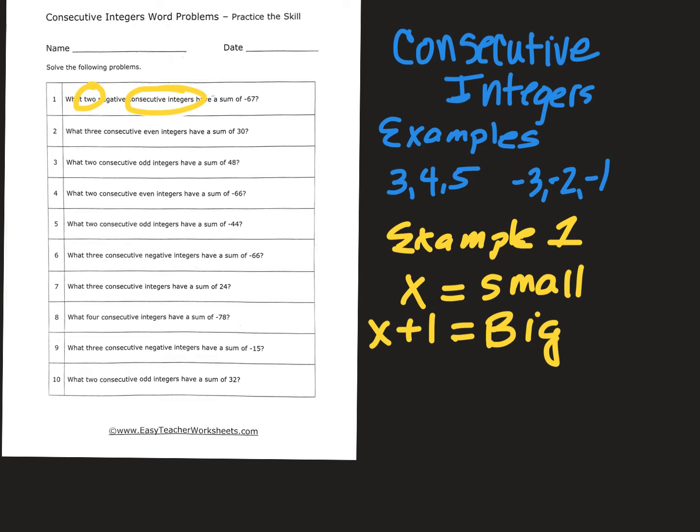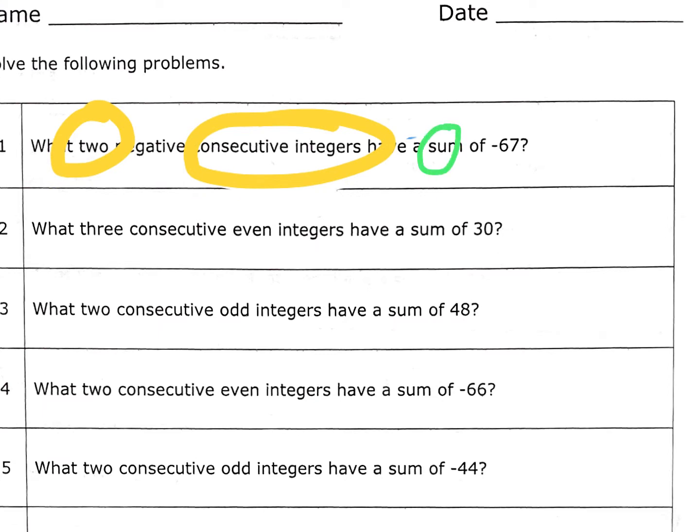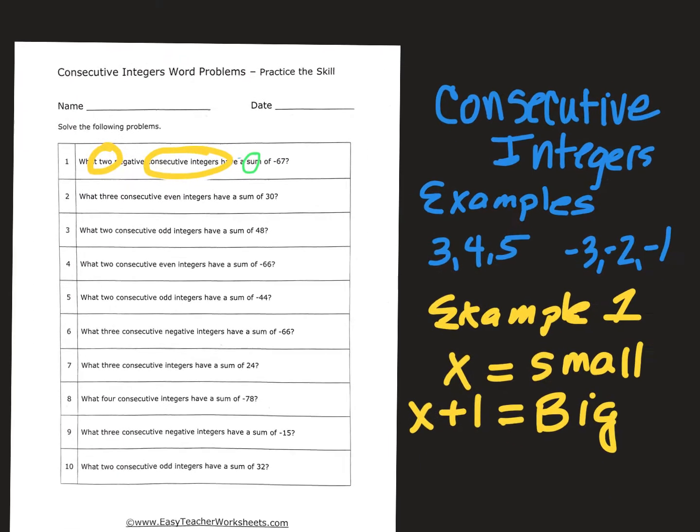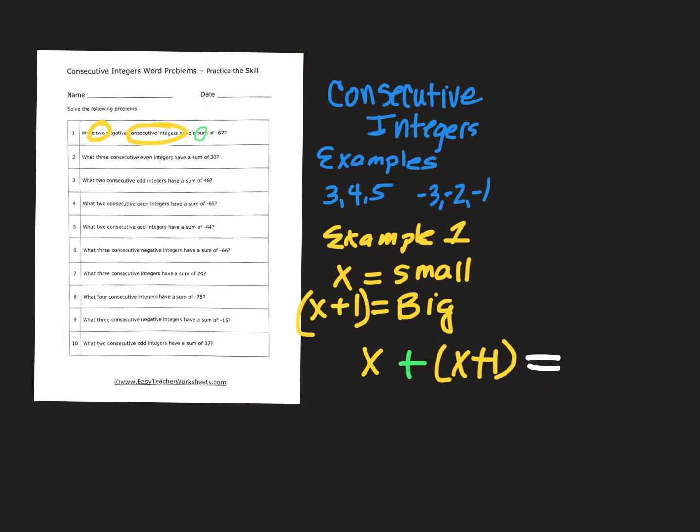The other piece of information it gives us is that the sum of them is -67. What are you doing when you're finding a sum? Adding, subtracting, multiplying, dividing? You're adding, exactly. So we're going to add together the small one and the big one, and the sum is -67. I take this straight off of problem number 1.